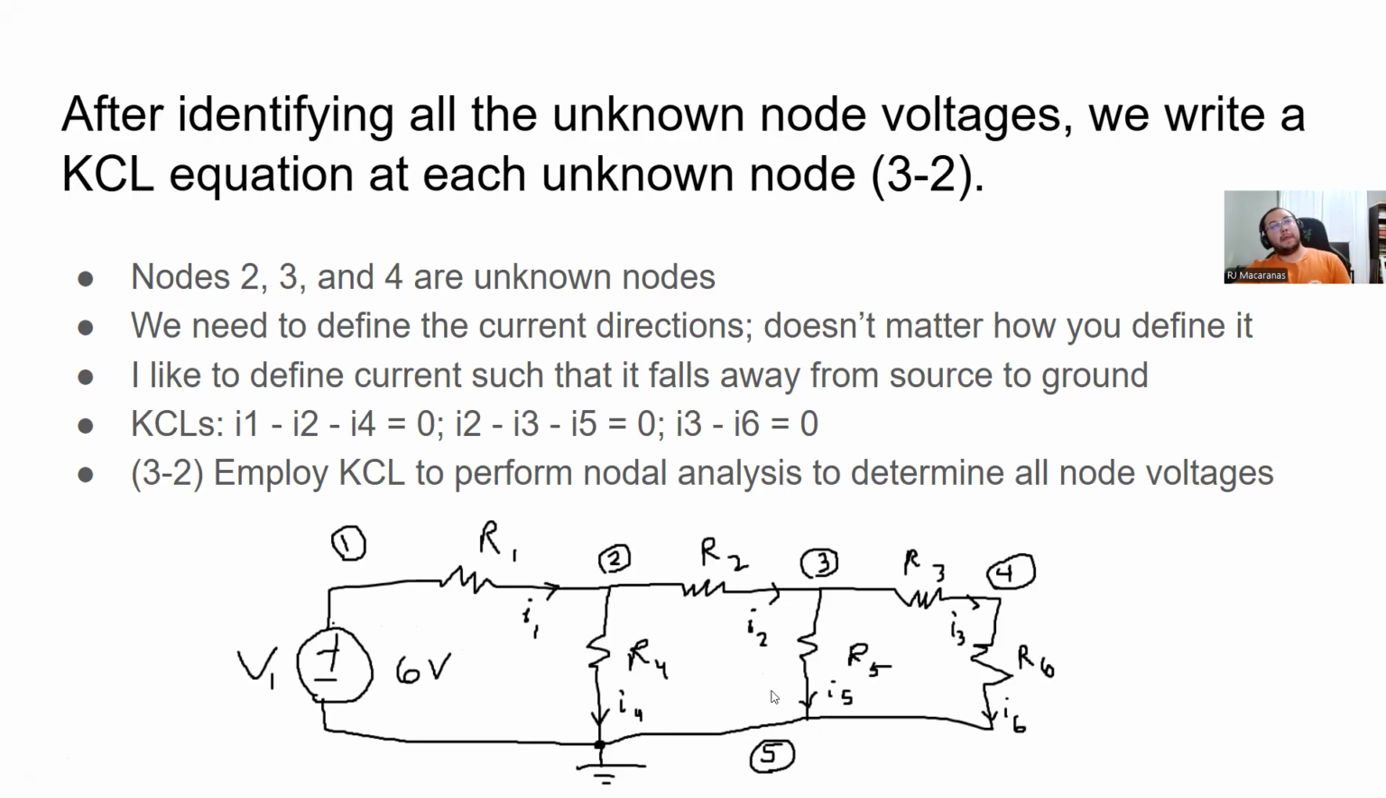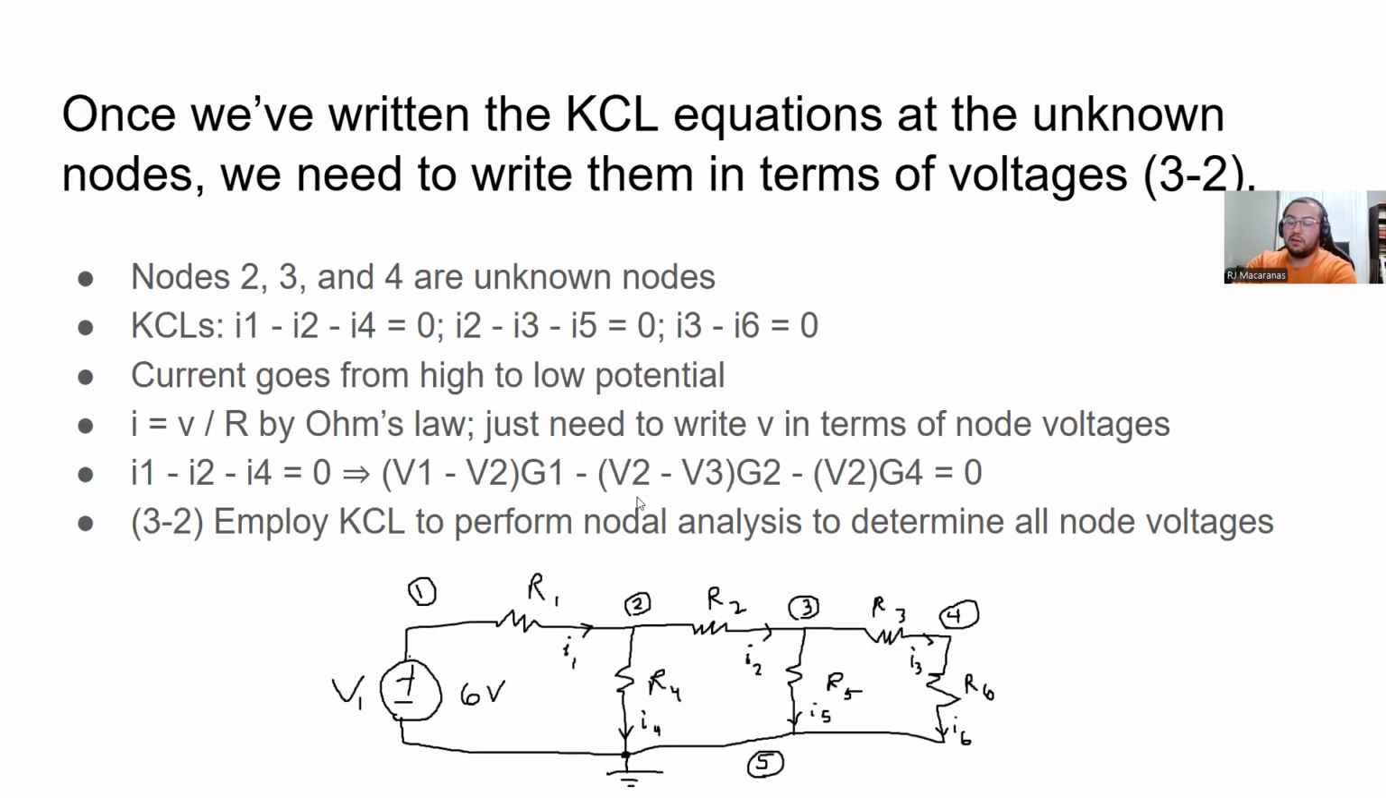If we write KCL equations based on these current directions that I've defined, looking at node 2 first, we have I1 minus I2 minus I4 equals 0, because I have I1 going in, and I2 and I4 both going out. Moving on to node 3, I2 going in, I3 and I5 going out. So I2 minus I3 minus I5 is 0. And lastly at node 4, we have I3 going in, I6 going out. So I3 minus I6 is 0. Pretty straightforward, hopefully.